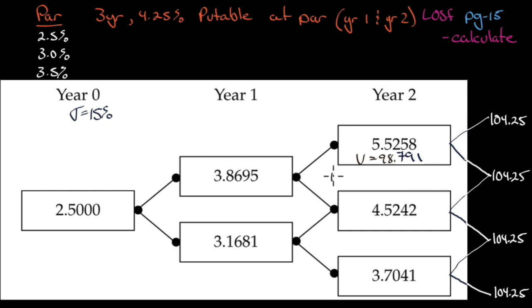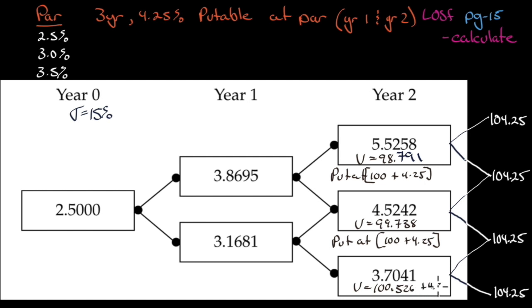We've done this before. And will this be put? This will be put at 100. So it'll be put at 100, and then we'll add the 4.25 on. Do the same thing here. Remember, we got 99.738. Well, I'm not going to take that. I'm going to put it at 100. Put at 100. I want the full 100. And add the 4.25 on. Here we got to a value of 100.526. We're not going to put that. We can sell it for more, so we'll keep that and we'll add the coupon on.